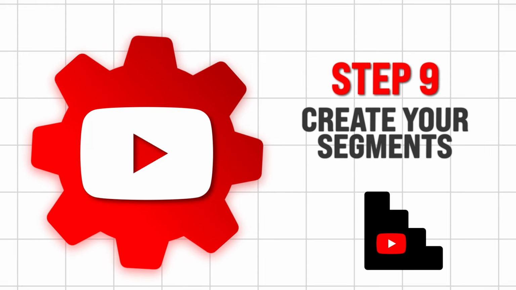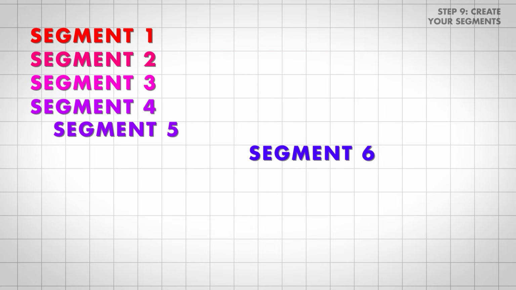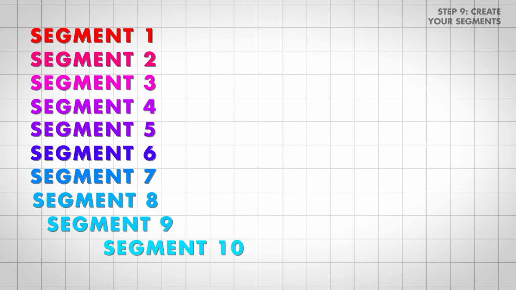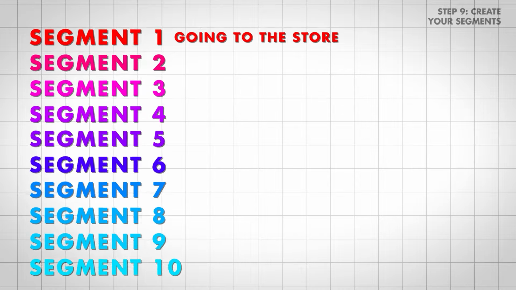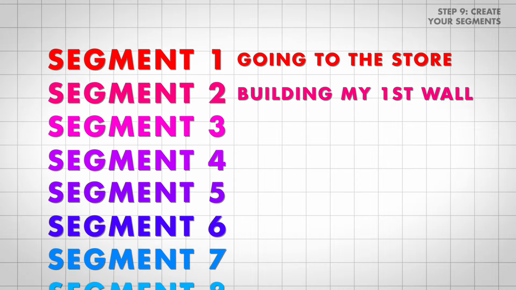Then step number 9. Now that we know the outline, we're now going to create our segments. We're talking about, hey, this video is about 10 segments, so we have segment 1, segment 2, segment 3, segment 4, and we write down the title of those segments. We give them a little title such as going to the store. That's our first segment. The second segment could be checking the items and building my first wall.